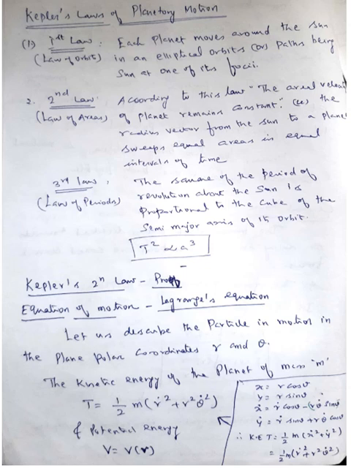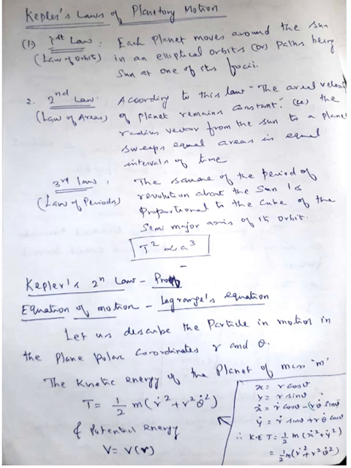According to this law, the areal velocity of the planet remains constant. That is, the radius vector from the sun to the planet sweeps out equal areas in equal intervals of time. Then the third law is called the law of periods. It tells about the relation between time and area. The square of the period of revolution about the sun is proportional to the cube of the semi-major axis of its orbit. That is, T square is directly proportional to A cube. So these are the three laws.